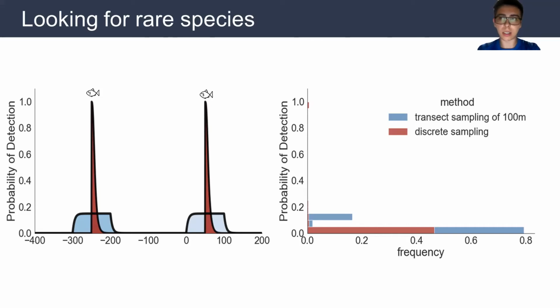Once we don't know the fish locations, we can see the frequency of positives throughout our system. For discrete sampling, most of the time you're going to get negative results. Meanwhile, for transect sampling, you're going to be able to detect the fish a lot more often.